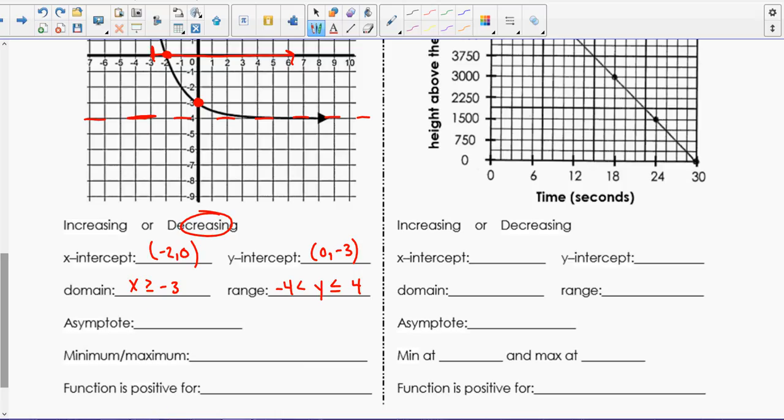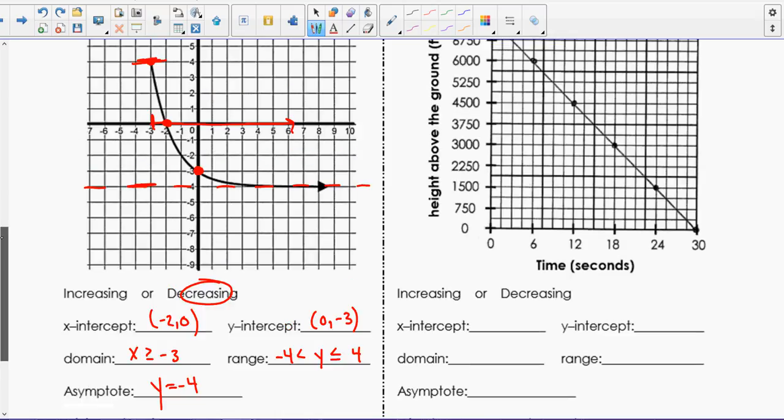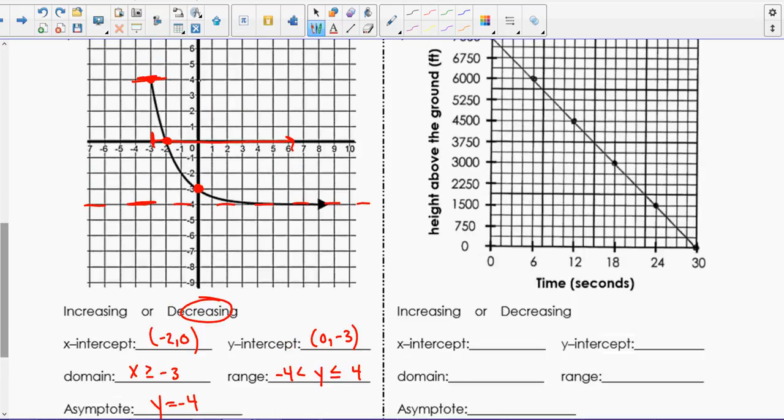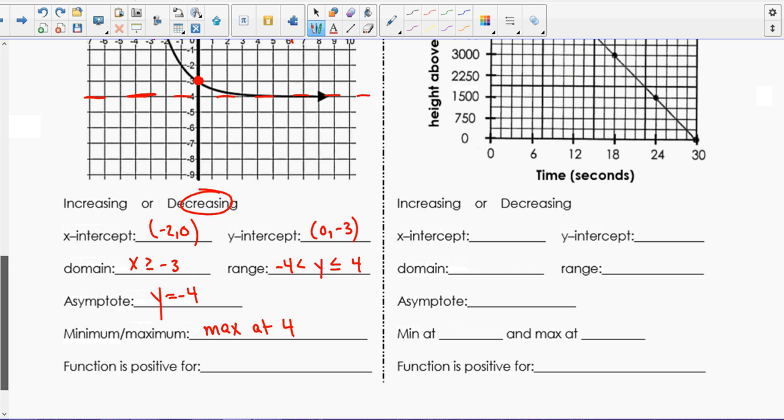The asymptote is at y equals negative 4. There is no minimum because it keeps getting lower and lower and lower, but there is a maximum at a height of 4 right here. So we want to then say max at 4.